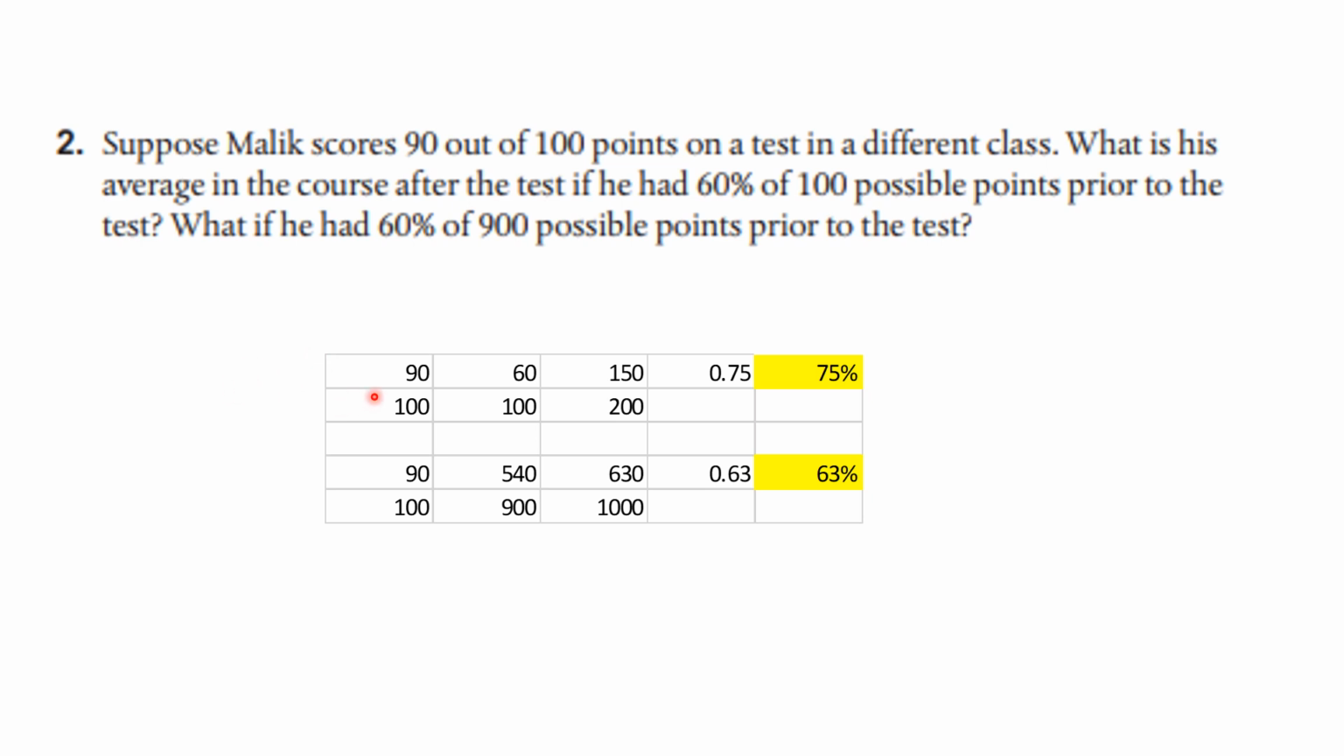Again, I'm using Excel to solve this. I would encourage you to do that. So in the first situation, he scored 90 out of 100, and previous to that, he had 60 out of 100, so his total is 150 points out of a possible 200. That means he is at 75%. Now in the second scenario, he had 60% of 900, which is 540. I add those two together, I get 630 divided by a total now of 1,000, and he has 63%.